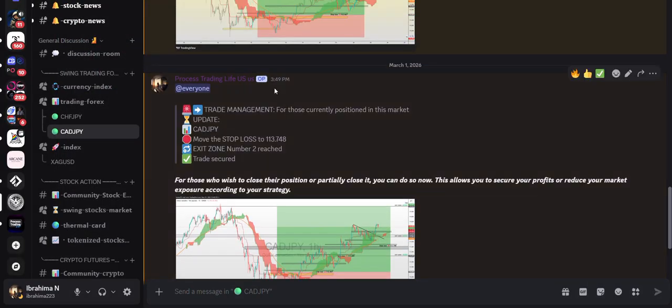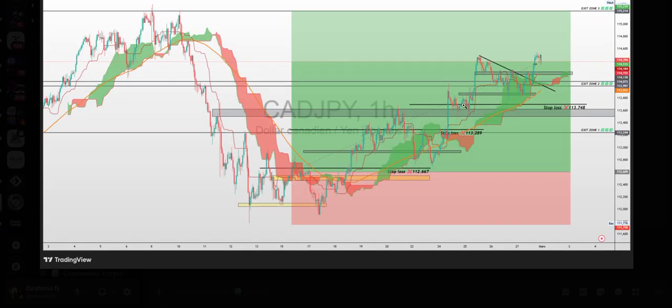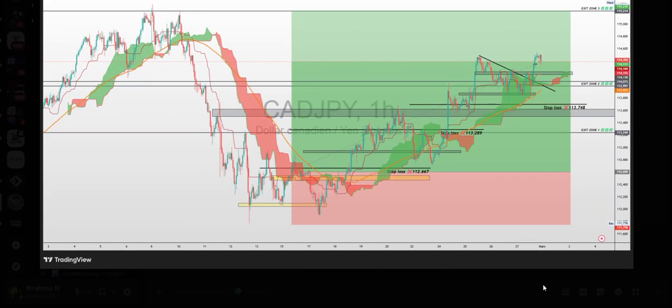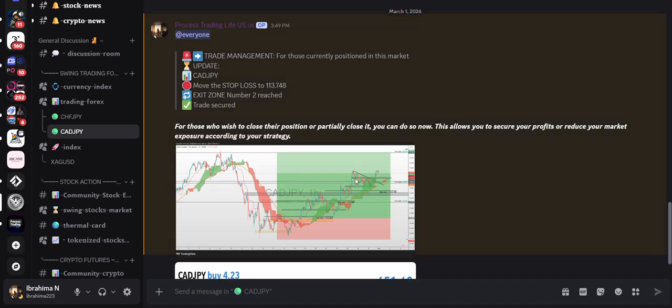Initially we were here, and then we saw the market retrace quite sharply, so I moved my stop loss just below exit zone number 2, to the level of 113.748. Currently we are in profit. So that's how I analyze my positions and how I operate.